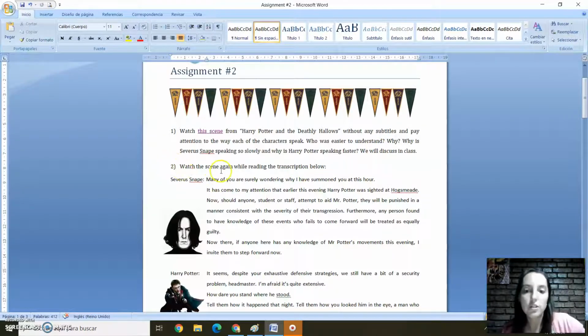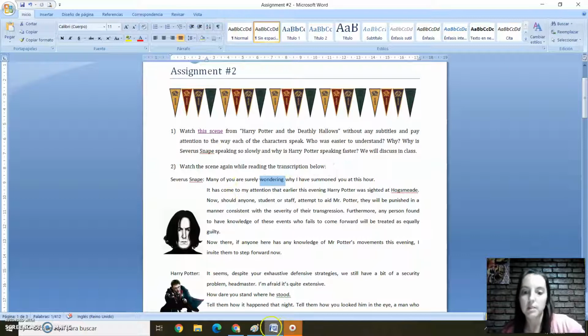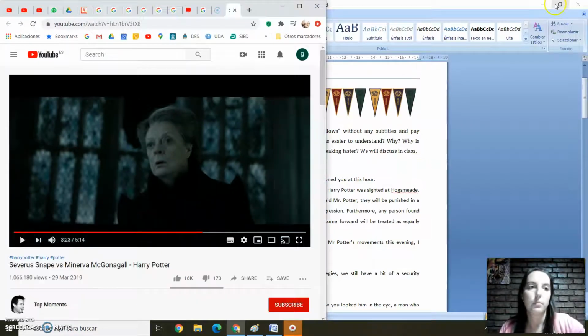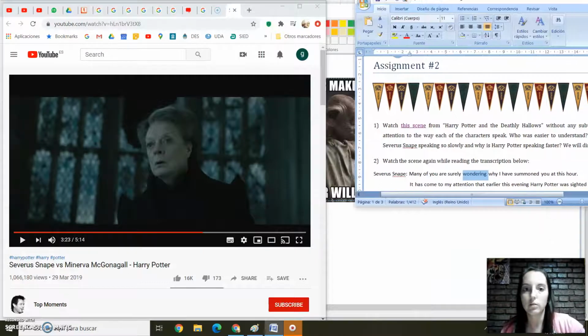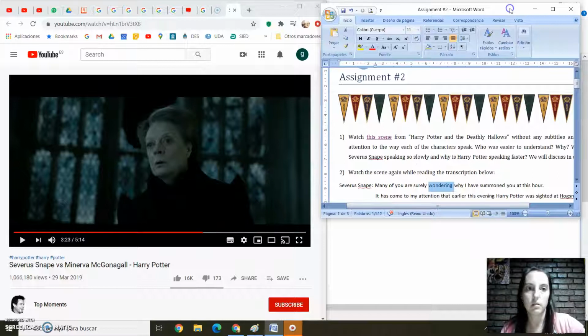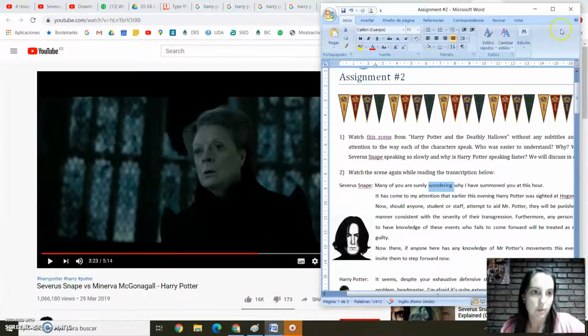Exercise 2. Watch the scene again while reading the transcription below. So this time you're going to watch the scene again, but you are going to read the transcription. I recommend you to read this transcription because the subtitles on YouTube are not exactly accurate. Sometimes they change some words. So maybe you can put the windows like this. Like this. Okay, and you can watch the scene and read at the same time. Or whatever is more comfortable to you.